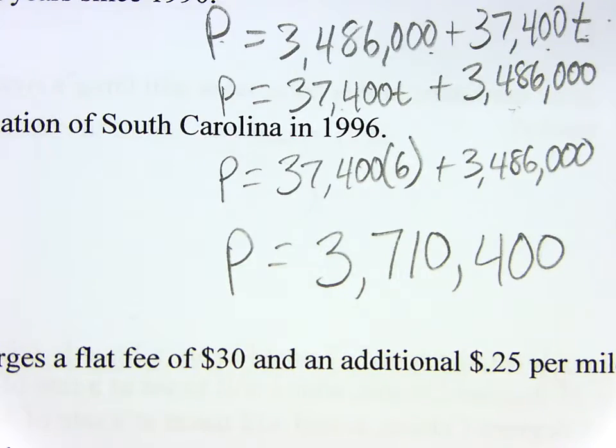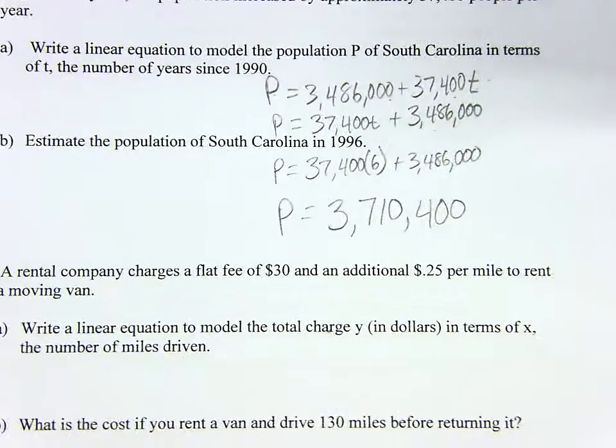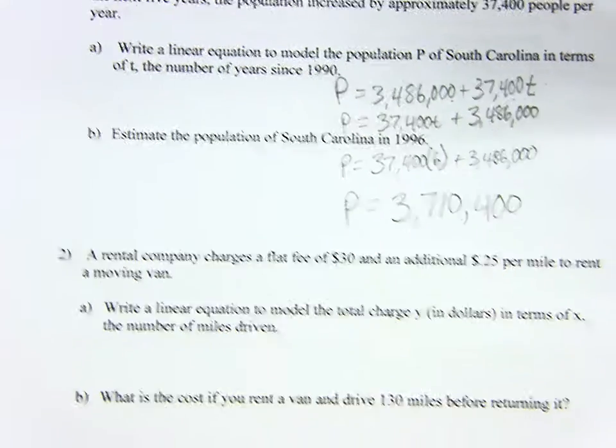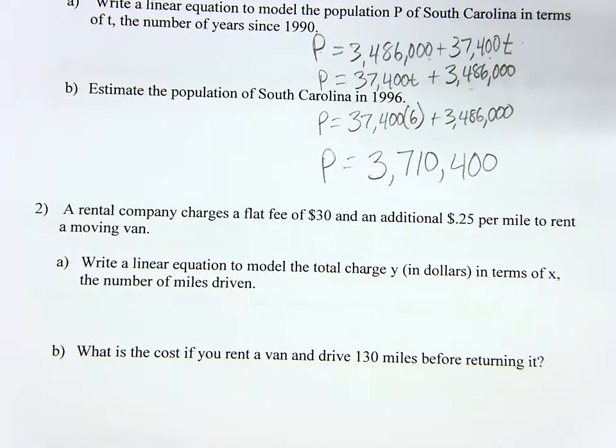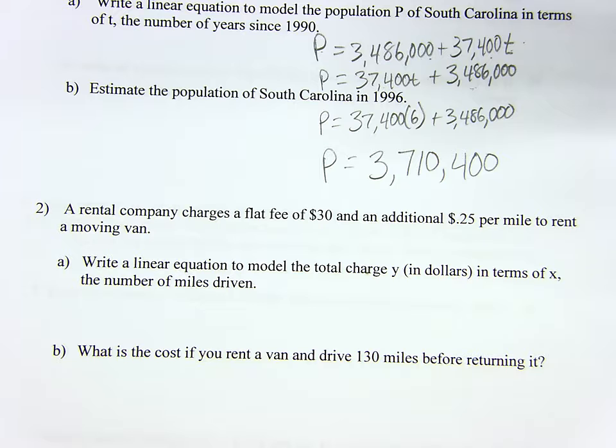So let's try this second one. I like this one a little bit better because it's easier to wrap your mind around. So we have a rental company that charges a flat fee of $30 and then an additional 25 cents per mile to rent a moving van. So see if you can do part A. Write an equation that shows what your total cost is going to be. So you're going to rent the thing for 30 bucks and then every mile you drive you pay an additional 25 cents.